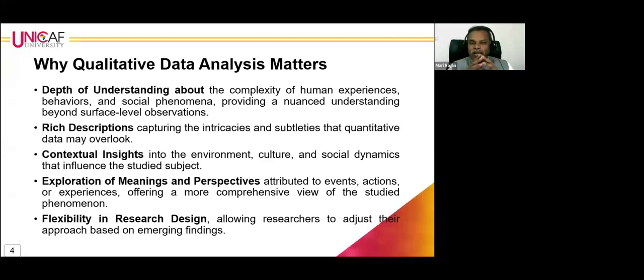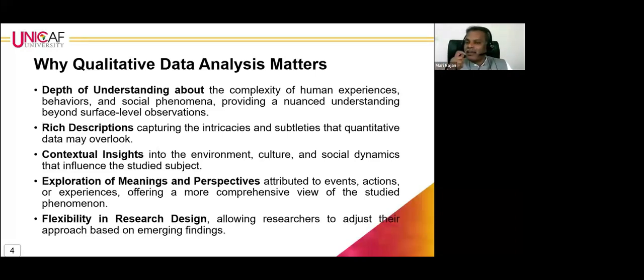So you can capture the in-depth or supplementary information from qualitative data, because most of the time the in-depth information is overlooked in quantitative studies. Qualitative studies try to give a rich description of the phenomenon, a rich description of human experiences, the one you always miss in quantitative data analysis. And it also gives contextual insights.